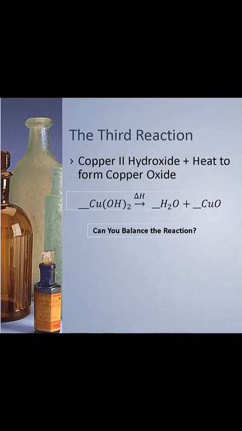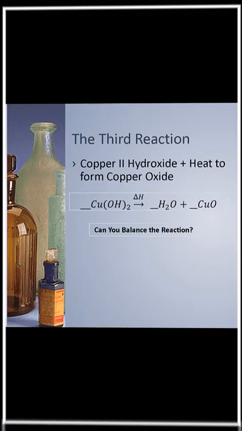So the second reaction was very quick, and now we're on to the third reaction. So you'll notice in this reaction, we're not adding another chemical, but in this case, we're going to add heat. So in our equation, that delta H, so the Greek delta symbol, that triangle, is presented over the arrow, and this means that we're adding heat to the reaction. So again, you want to balance your reaction and note the changes that happen at this step.